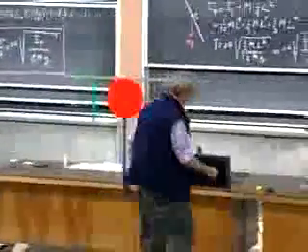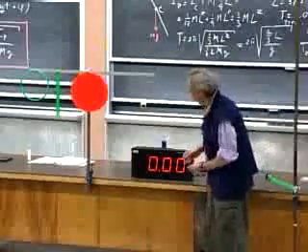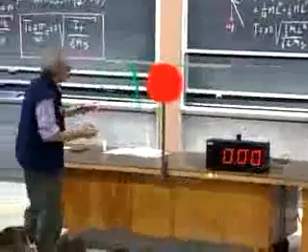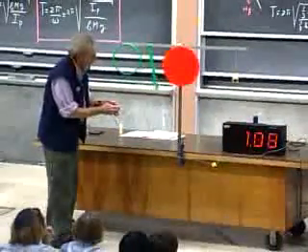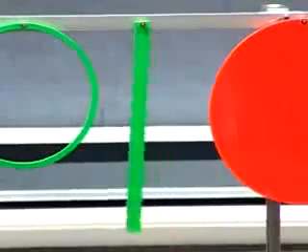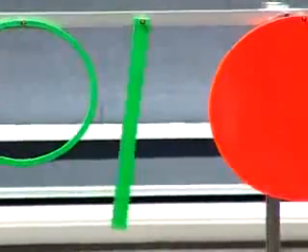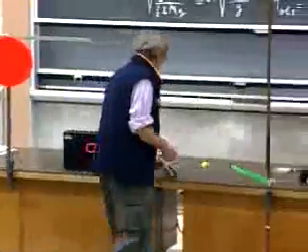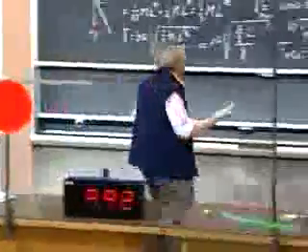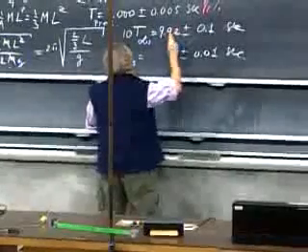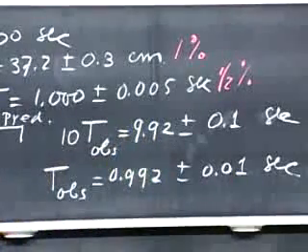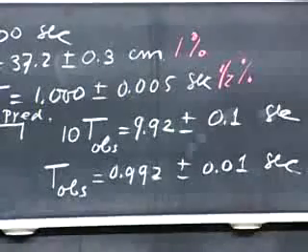So here's the rod. Turn this on, the timer. We'll offset the rod, and I will start it when it stops somewhere. Now, 1, 2, 3, 4, 5, 6, 7, 8, 9, 10. Not bad. 9.92, well within the prediction. And so this becomes 0.992 plus or minus 0.01. And you see that is well within the prediction that I made.